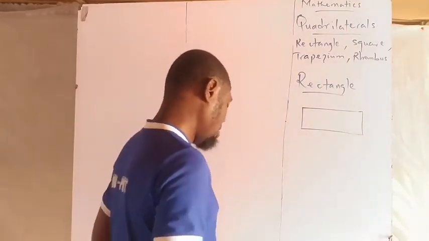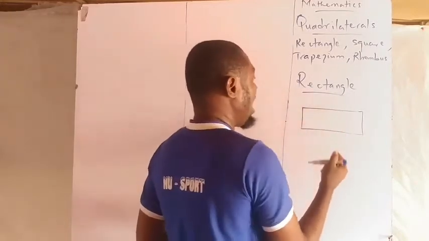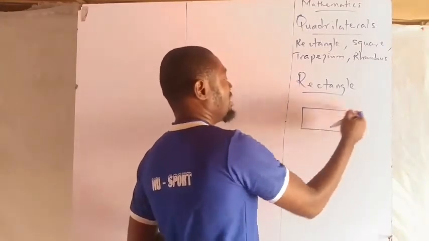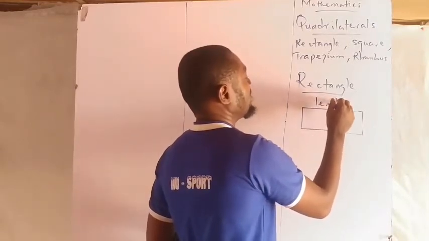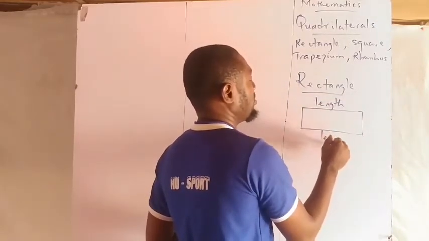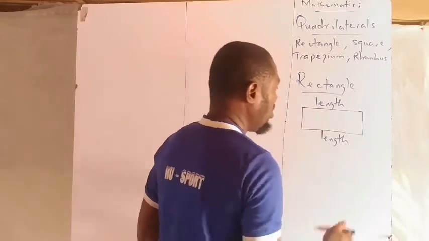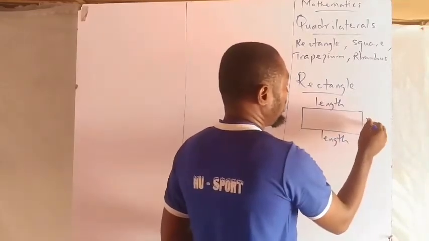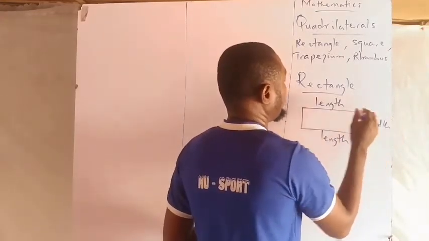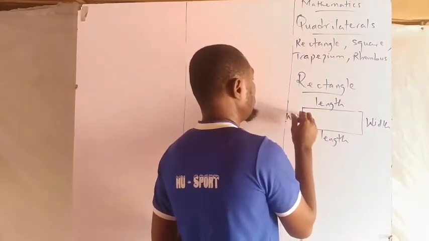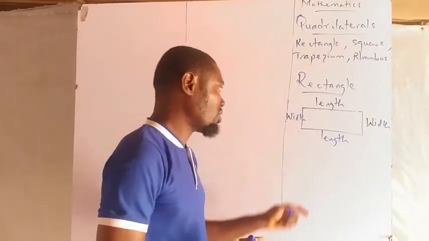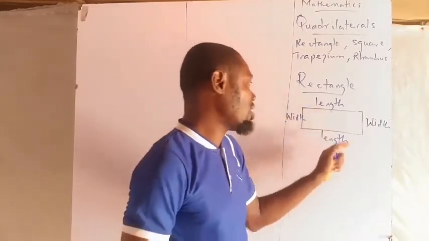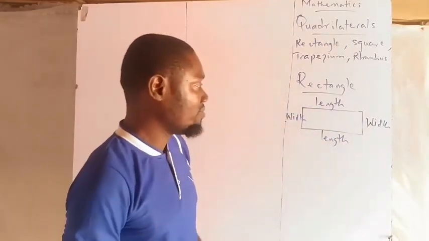Now, the longer parts, the longer edges are called the length. Then the other edges are called the width, or the breadth. Note that the longer parts are called the length and the other parts are called the width.